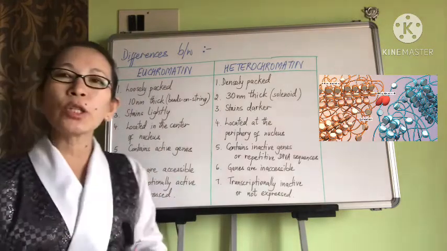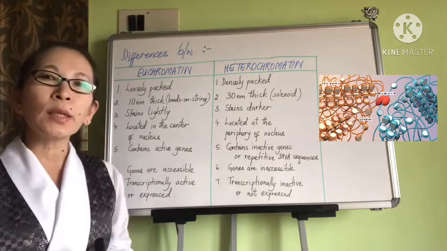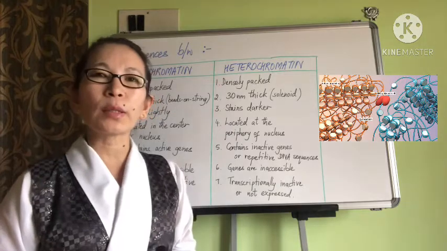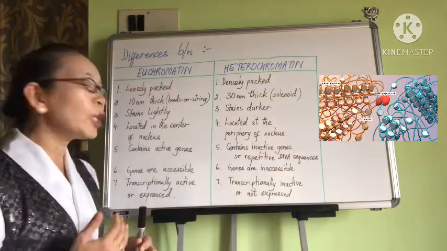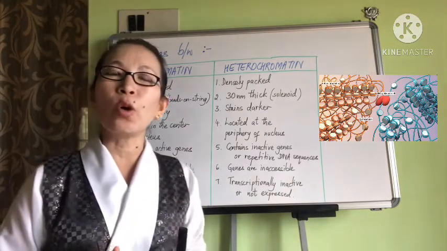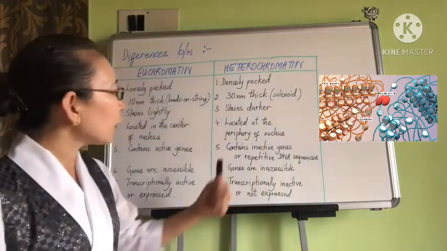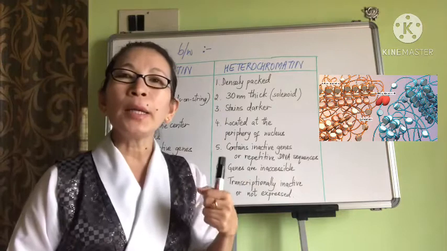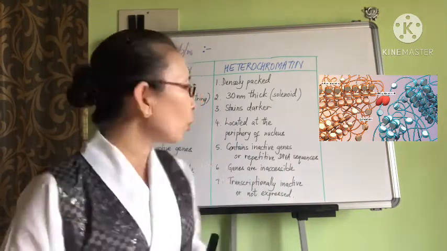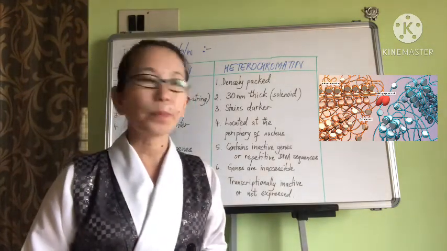And in terms of their location inside the nucleus, euchromatic regions are more towards the center of the nucleus, whereas heterochromatin fibers lie towards the periphery of the nucleus. And in terms of their gene composition, euchromatin are the regions where we have active or functional genes which can be expressed into proteins. Whereas heterochromatic regions have highly inactive genes, genes which are not expressed or only occasionally expressed, or these are the regions where we have highly repetitive DNA sequences.